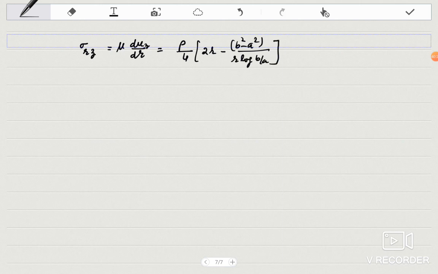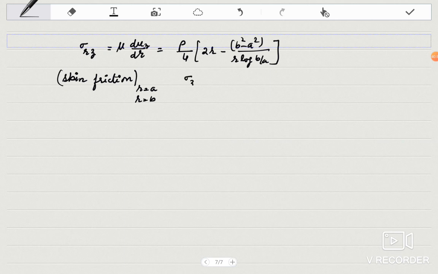Once you get σ_rz, you may very well find what is skin friction. That means friction at the wall. Now in this case, your skin friction will exist at the inner wall as well as at the outer wall. So it will be at r equal to a as well as at r equal to b. So you will get two values.